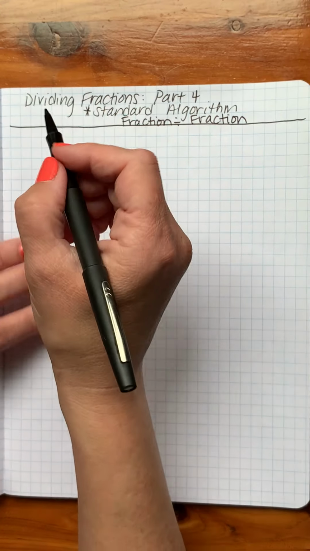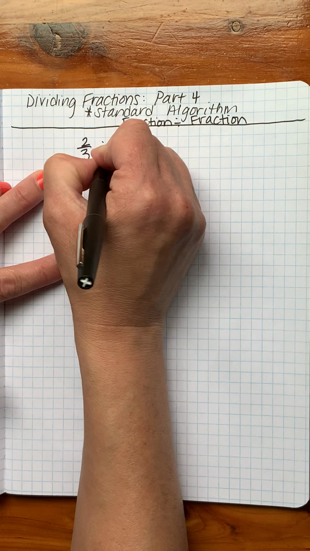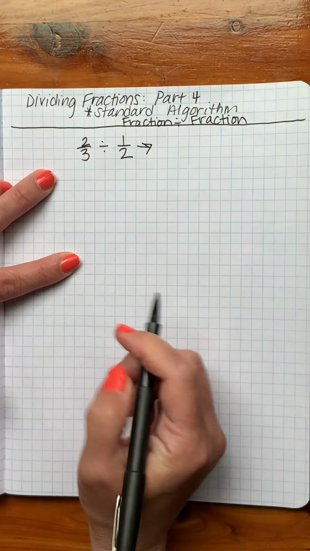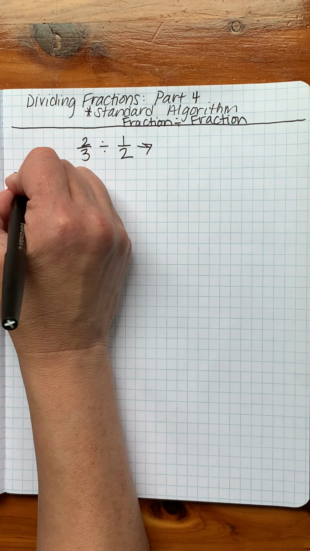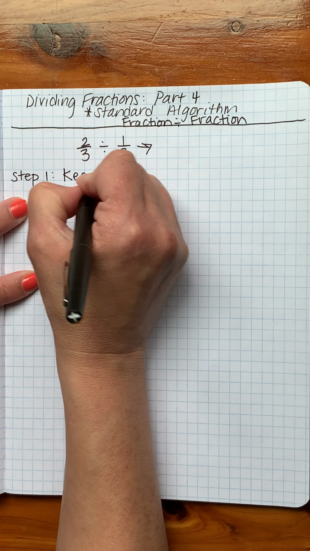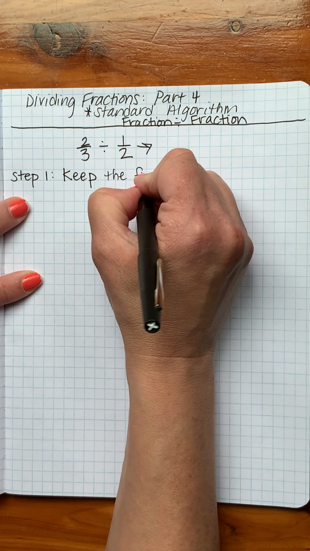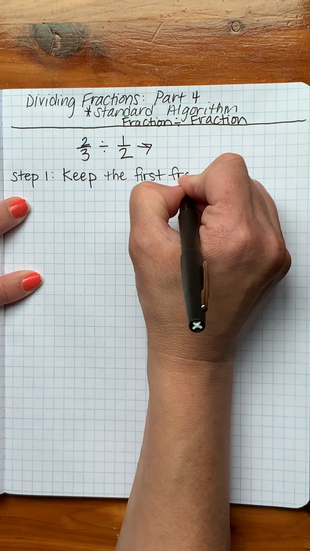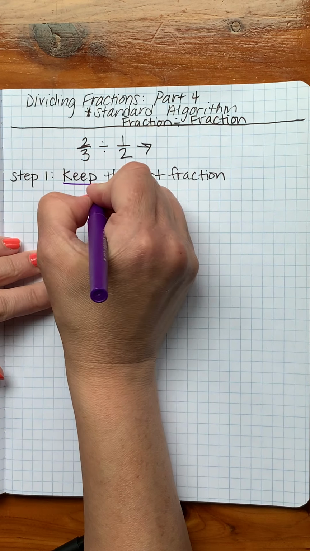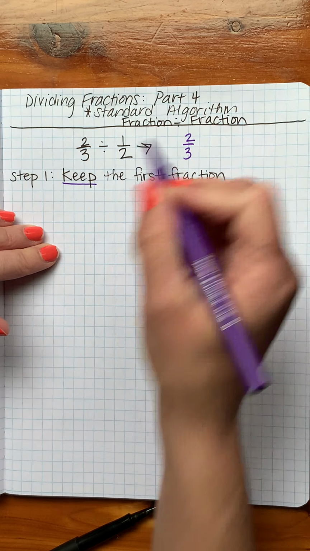Okay, so I'm going to do the same thing, 2/3, the same fraction. So 2/3 divided by 1/2. And I'm just going to do the steps. So step 1. You're going to keep the first fraction. And I'm going to underline that in purple. Keep the first fraction. And I'm going to write the first fraction in purple here, 2/3.